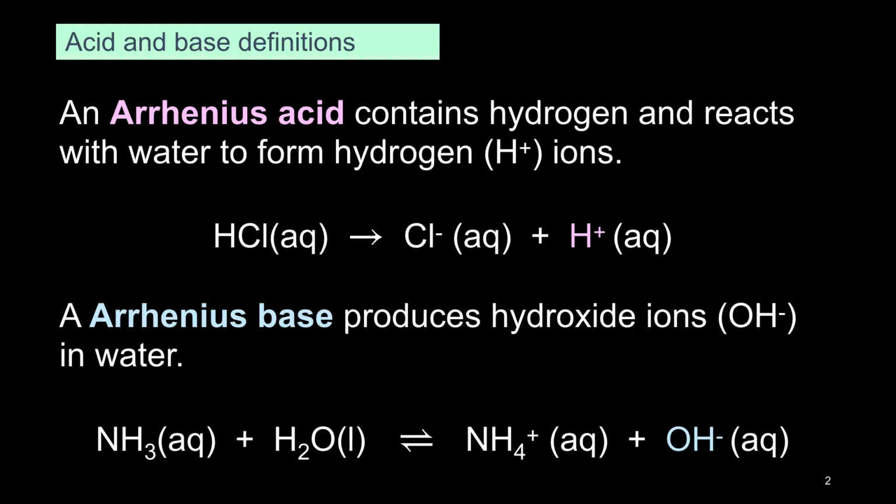The first definition is called the Arrhenius definition of acids and bases. It is keyed in on H plus and OH minus. An acid produces H plus in water. A base produces OH minus in water. An Arrhenius acid usually has H in it. An Arrhenius base does not have to have OH minus in it.